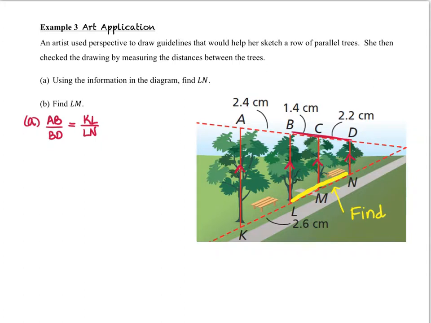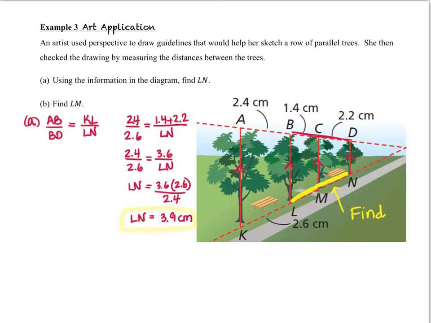Next, plug in the numbers. Let's add the lengths from B to C and C to D first. Now we've got a proportion we can easily solve. Remember that this is a drawing, so when we get the distance LN of 3.9 centimeters, don't let that surprise you. This is a drawing of trees, not actual trees. But we did use triangle proportionality to be able to find the distance from L to N.